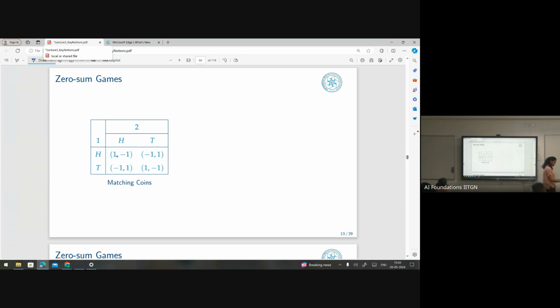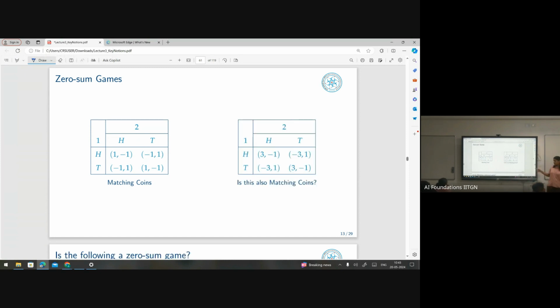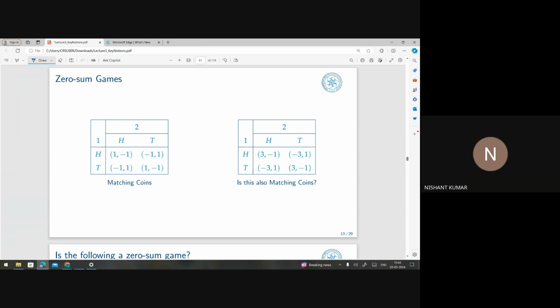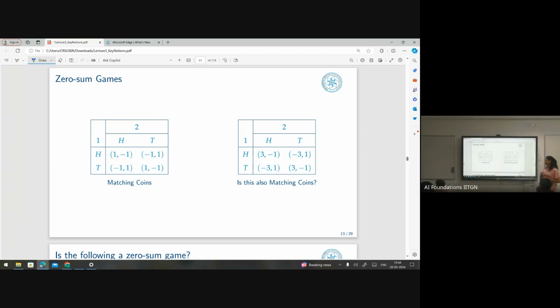And if I give you a different game, is this a zero-sum game? It's a constant sum game. But is it equivalent to matching coins? What did we just see in the previous slide? It's not matching coins, right? Because it's not zero sum.